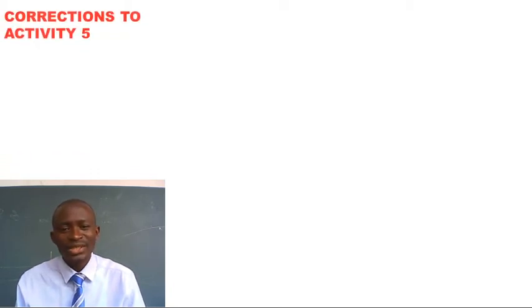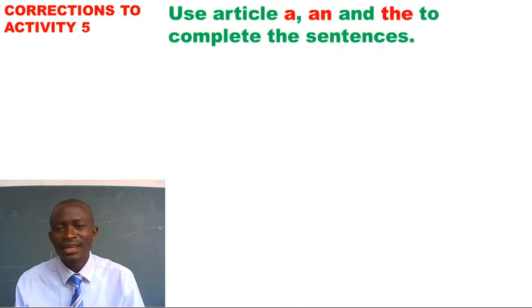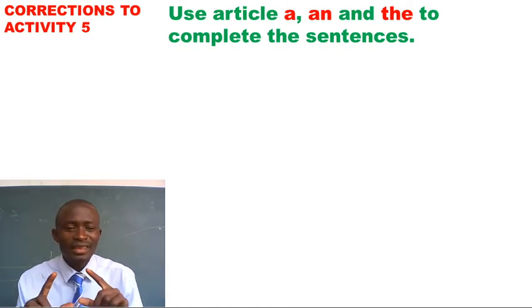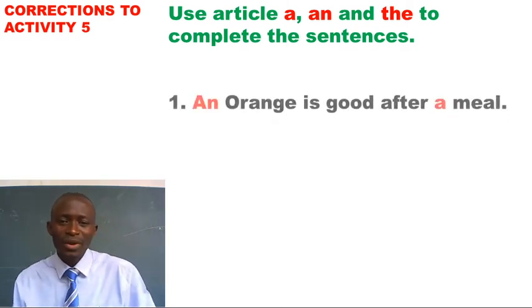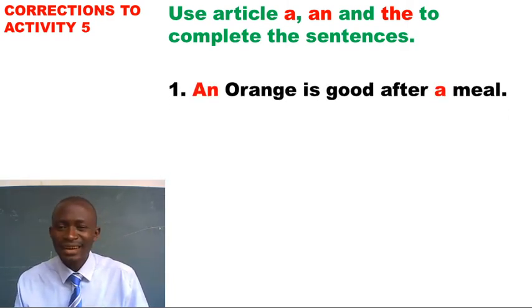We learned about articles, and I believe the work I gave you was simple enough for you to go through. You had the instruction of activity 5, saying use article a, an, and the to complete the sentences. It was upon you to study the sentence and see which one fits to be the answer. Number 1 says, an orange is good after a meal. You realize that article an fits the first place of our answer.